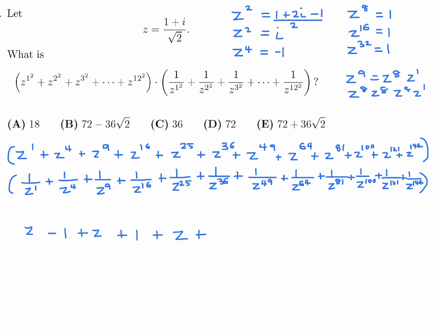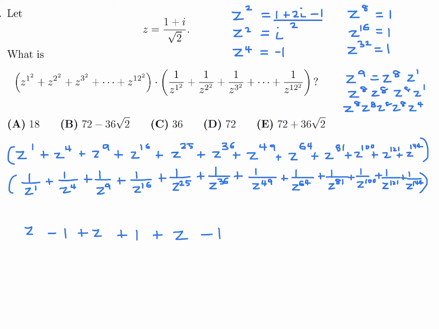Actually, let's revisit that z to the power of 36. I believe it was z8, z8, z8, z8. That's 32, and then I have to add a z to the 4th. So that's going to be 1, 1, 1, 1, and then negative 1. So that's going to be negative 1, actually. Just got to be a little careful here. So far I'm doing good. And then let's just keep going here.